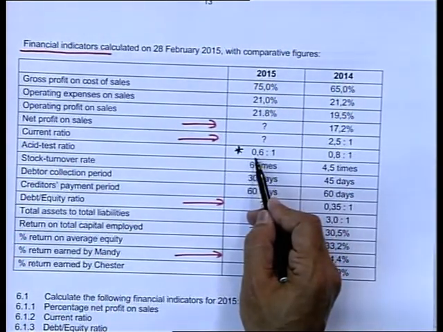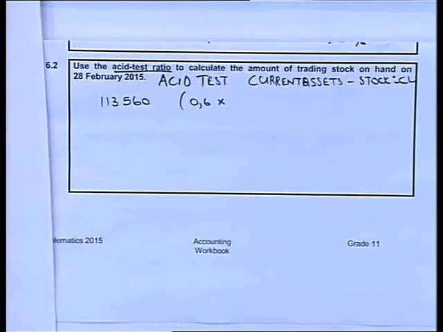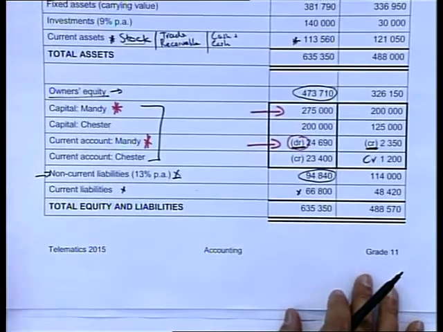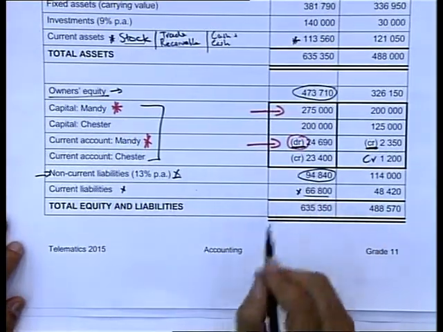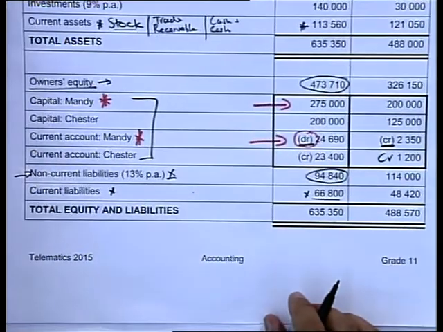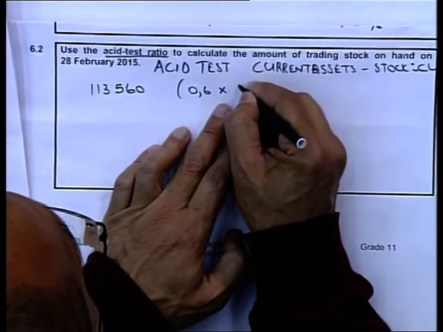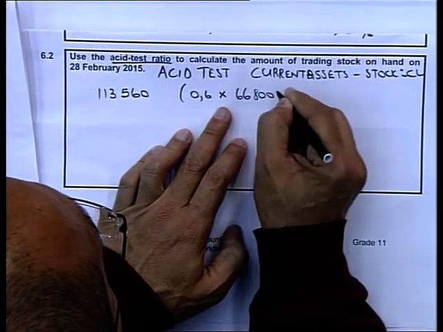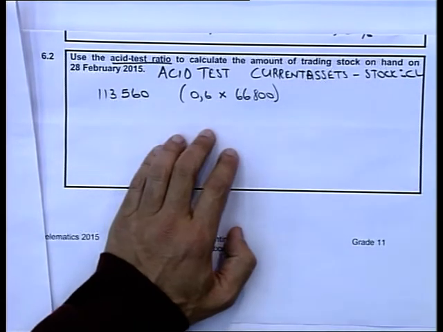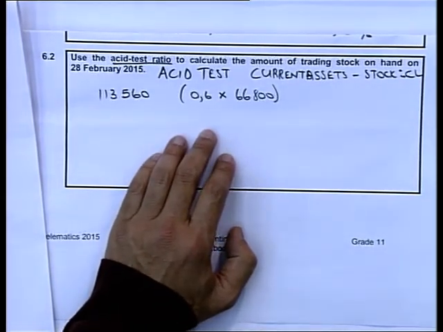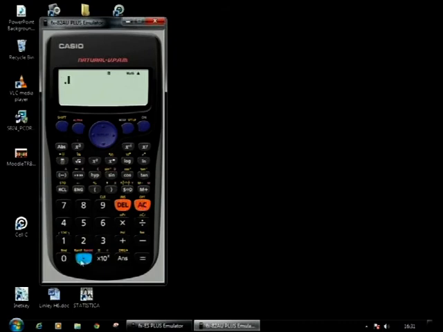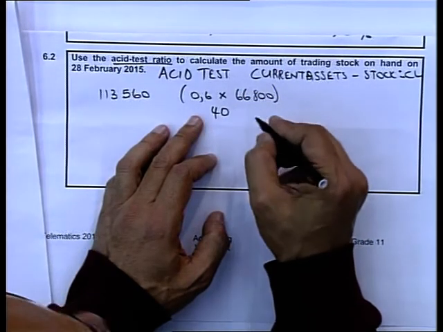0.6, that's the ratio that they're giving me, right? So I have my current liabilities, that total they're also giving me. Here it is, current liabilities, 66,800. So if I take that on the calculator, 0.6 times 66,800. And this gives me 40,080.